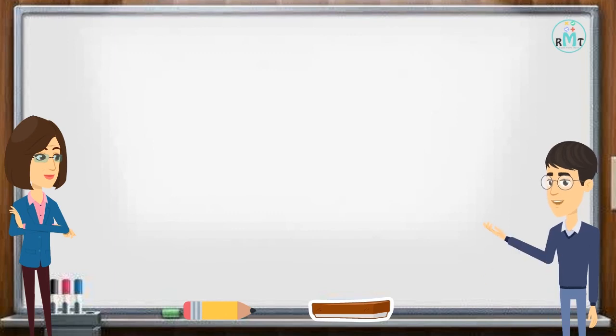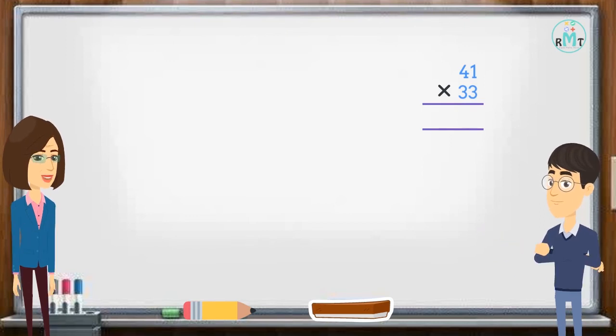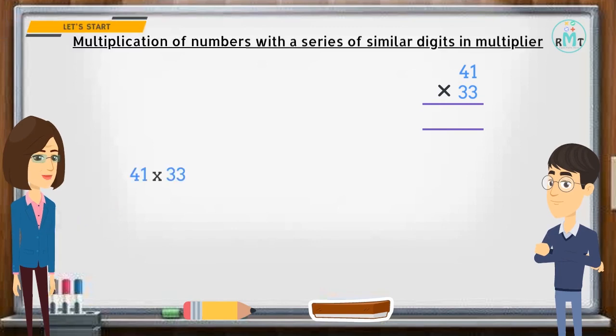Ma'am, I have one question. What will be the answer if we multiply 41 by 33? Let's start. Now carefully observe the logic that we apply in this case. Multiplication of 41 by 33 is the same as multiplication of 123 by 11.